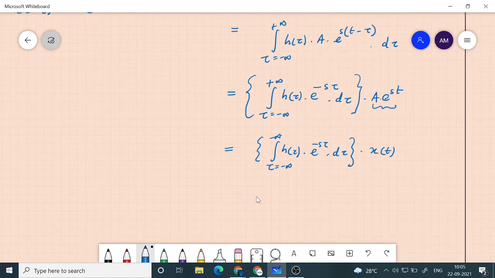After integrating, tau goes away. I get a function which is a function of s. So I will write it as capital H of s into x of t. So this is my y of t. This looks quite simple.